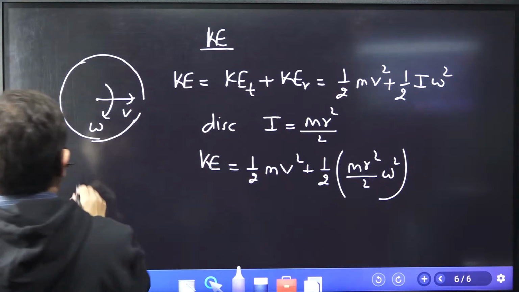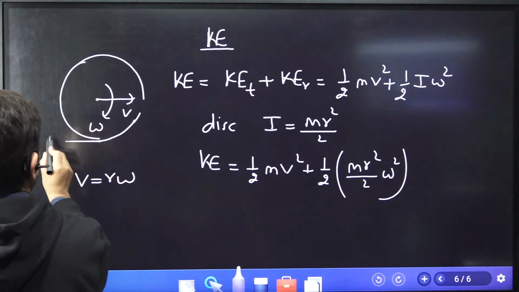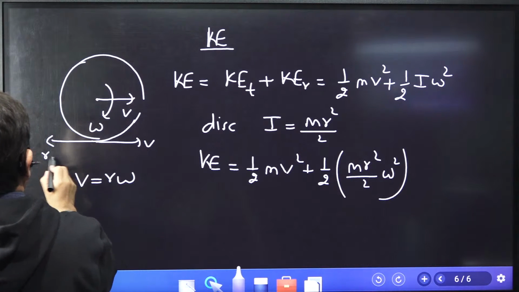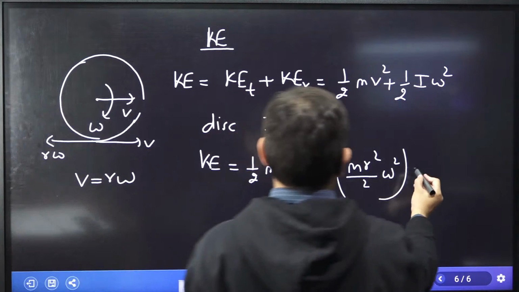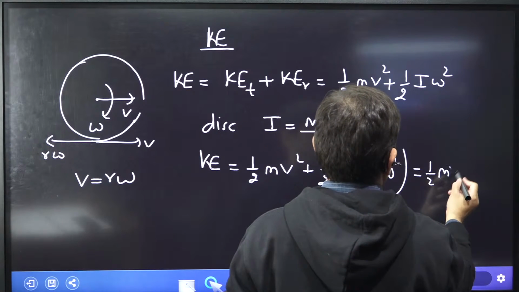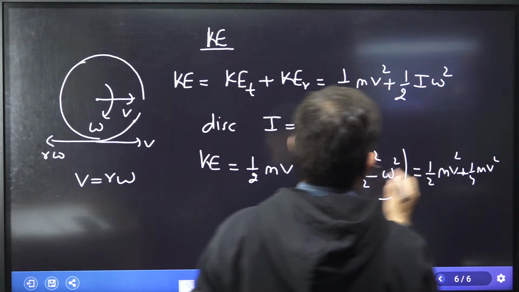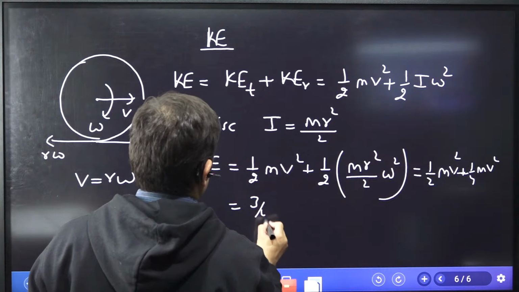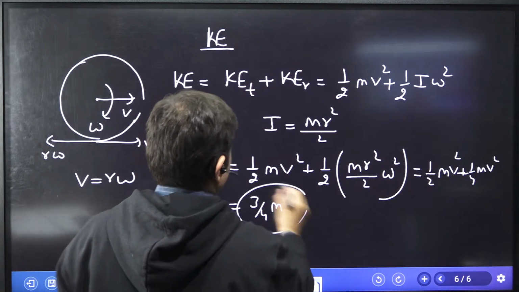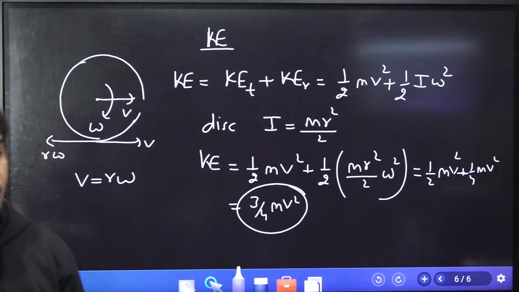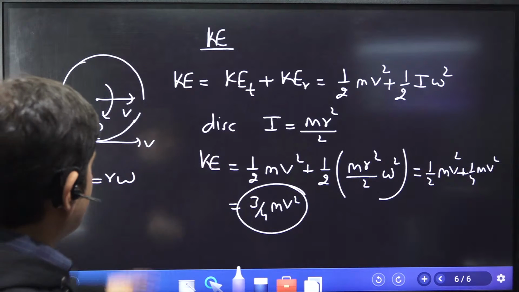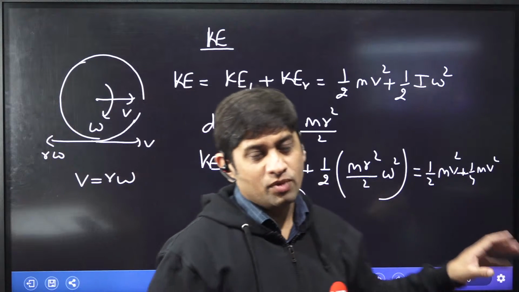लेकिन क्या है, rω किसके बराबर है? v इज इक्वल टू rω. ये कैसे पता लगा? ये नो स्लिप कंडीशन से पता लगा। v इज इक्वल टू rω. तो कितना हो गया ये? हाफ ऑफ mv² प्लस 1/4 mv². तो ये हो गया 3/4 mv². ये हमारे पास टोटल काइनेटिक एनर्जी आ गई, that is 3/4 mv².